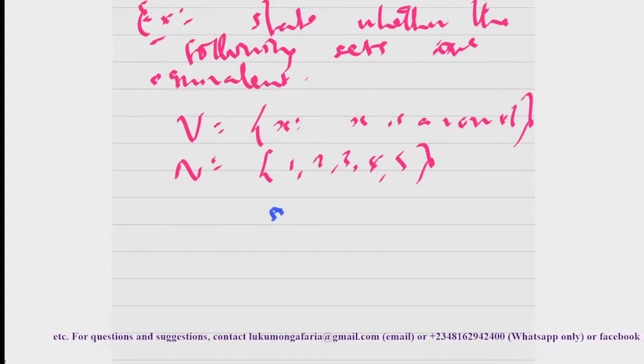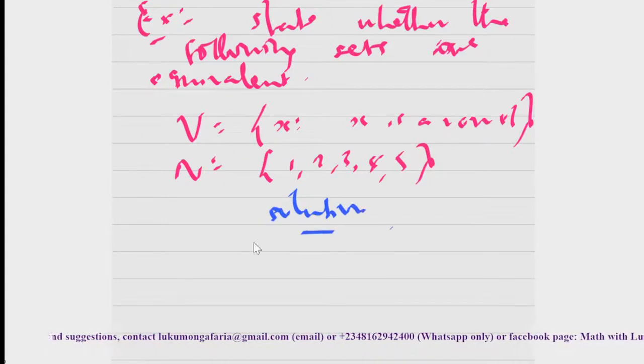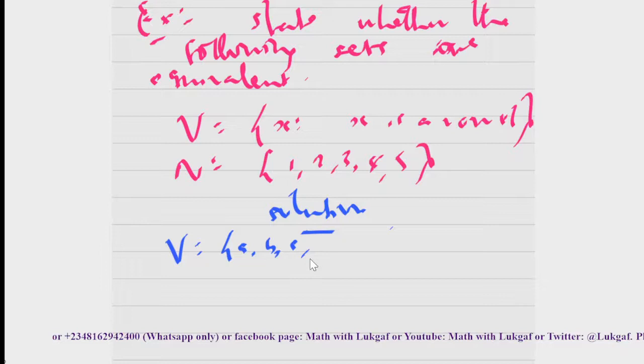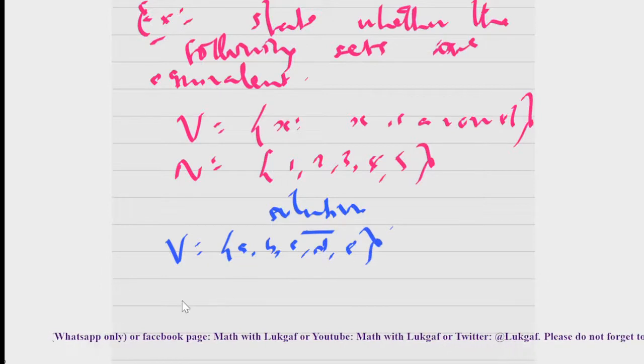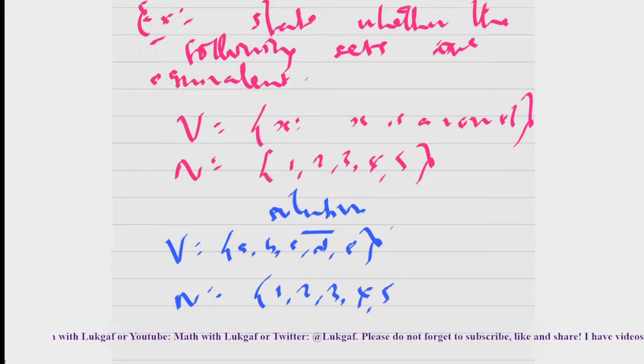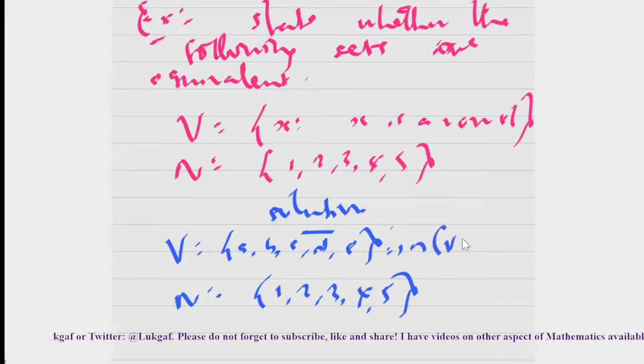So, solution. You know your V. If you want to write your V in tabular form, what will be the elements of V? The vowels. You know there are a, e, i, o, u. Then your N is what? 1, 2, 3, 4, 5. So if you want to show their equivalency, just find the cardinality of V. What is the cardinality of V? How many elements? 1, 2, 3, 4, 5.